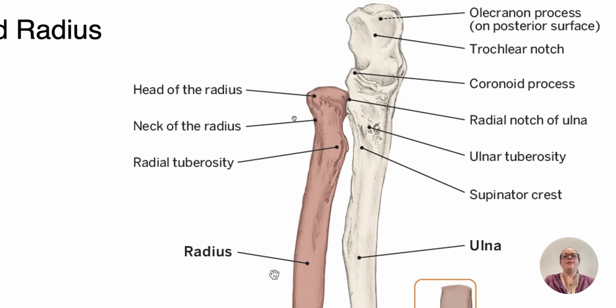Okay, so you have the head of your radius. Think of it like a ball and socket. It's not a ball and socket, but that's the rounded part on bones, the head. Then you have your neck. That's where the head and the whole shaft or the whole bone connects, kind of like your head and your neck connects to the whole of your body. There's a little nubby here called the radial tuberosity. That's an attachment point for some muscles.